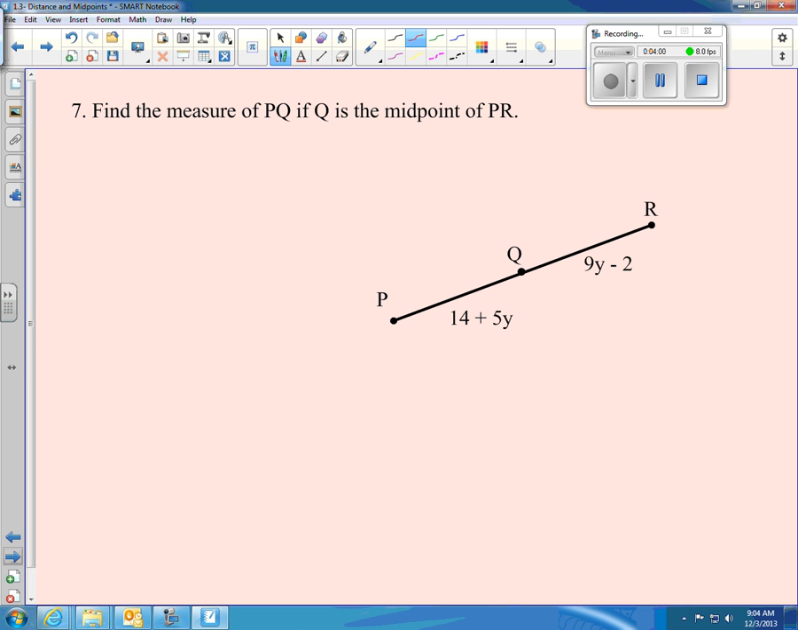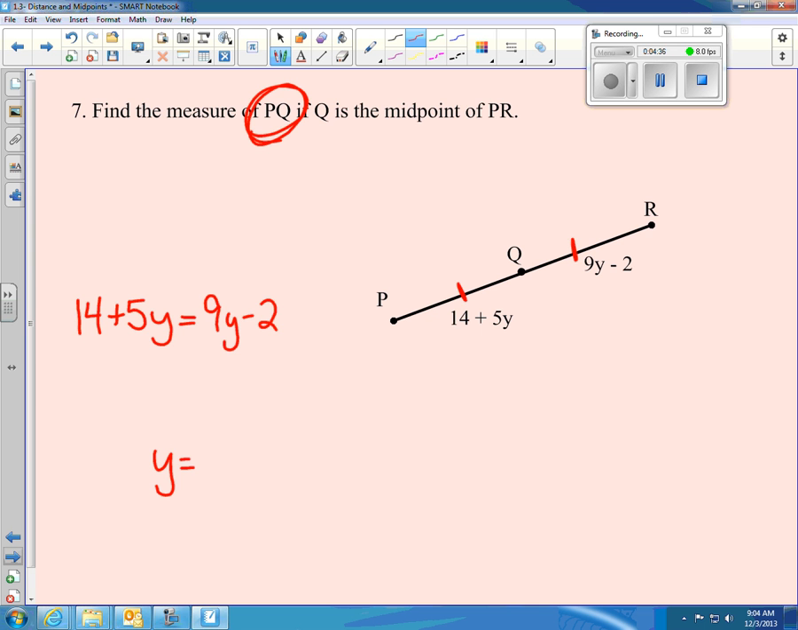Let's look at 7. Find the measure of PQ if Q is the midpoint of PR. Again, these 2 portions are congruent, so we set them equal to each other: 14 plus 5y equals 9y minus 2. I'm very confident you're going to be able to find what y equals, but look here, the question is asking you to find PQ. So finish up number 7 by finding y, plugging that back in, and finding PQ.